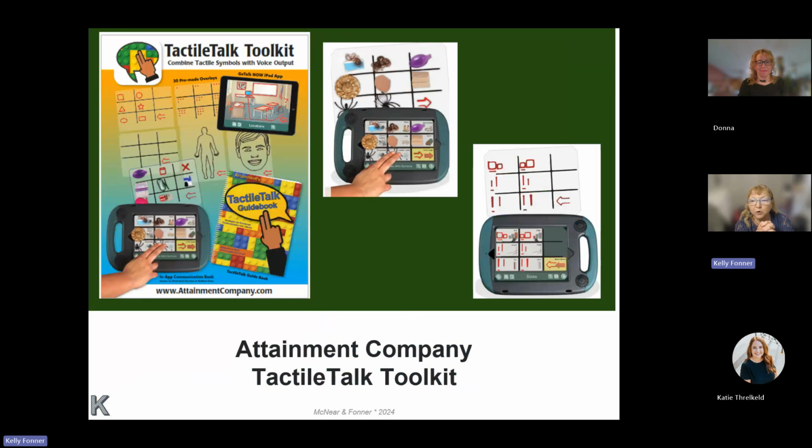Attainment Company has been working with specialists in the area of vision, looking at using their Tactile Talk guidebook in creating tactile displays that go on top of an iPad. Attainment's very well known for their Go Talk physical products, which we put tactile symbols on top of, but also their Go Talk Now AAC app. And this product adds that display.